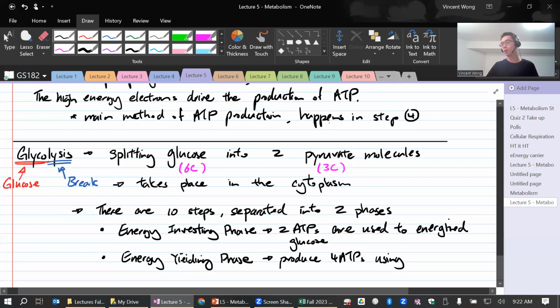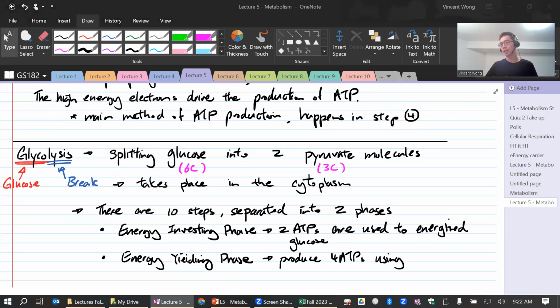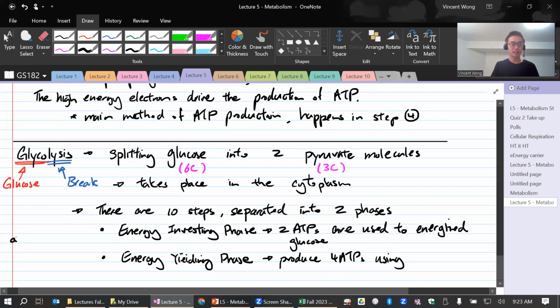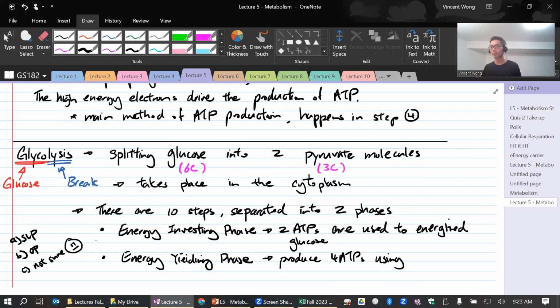You guys, let's do a poll. Let's see if you're with me. All right. What do you think? How are these ATP produced? Is it A, substrate level phosphorylation, or is it B, oxidative phosphorylation? If you're not sure, you can choose C. How are we producing the ATPs? Choose something, guys. I only have 6 answers.